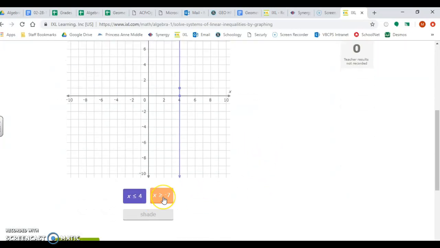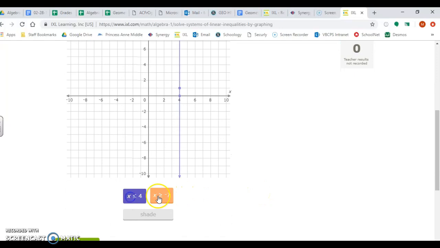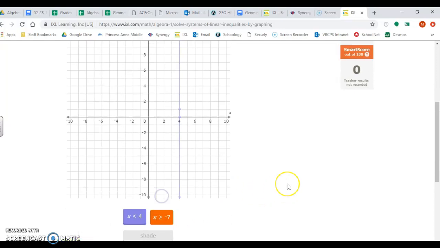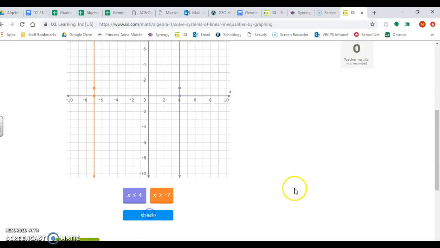Then I also have x is greater than or equal to negative 7. So I just need to click between the equations to graph them. So then I go to negative 7. I draw a line there. This one I also need a solid line. So then I need to shade.